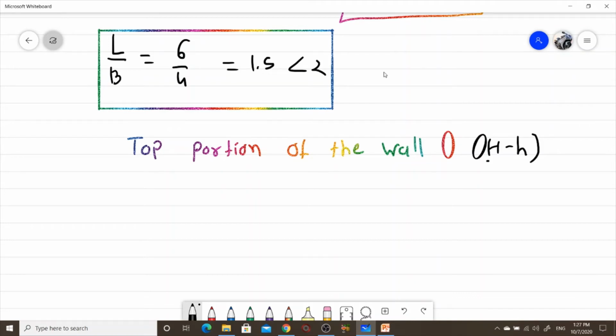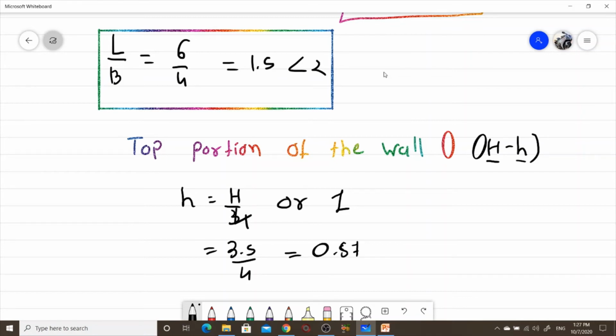So capital H is the overall depth. What is small h? Small h is equal to capital H by 3 or 1 meter, or capital H by 4, that is 3.5 by 4, so its value is 0.875. Whichever is more, we take as small h. So small h is 1 meter.